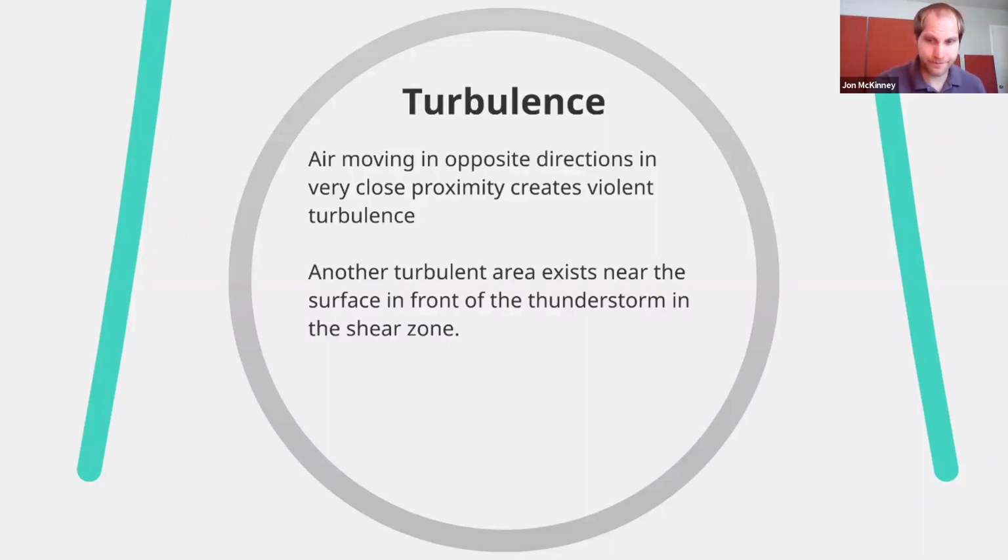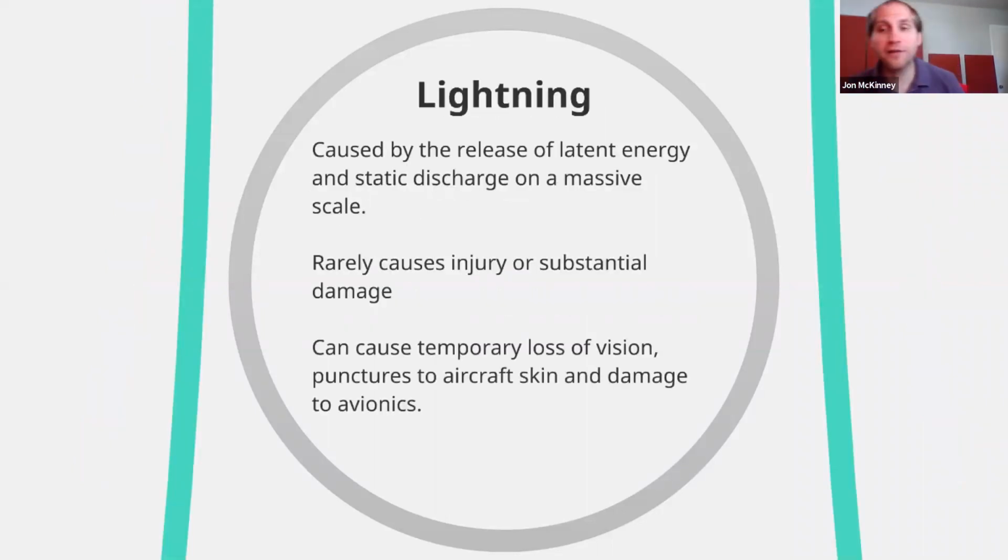All right, so we are discussing hazards of a thunderstorm. These are hazards of thunderstorm. We just did turbulence. Now we're into lightning. What is lightning? Well, it's caused by the release of latent energy and static discharges on a massive scale. Rarely causes injury or substantial damage, but could cause a temporary loss of vision, punctures to the aircraft skin, damage to avionics.